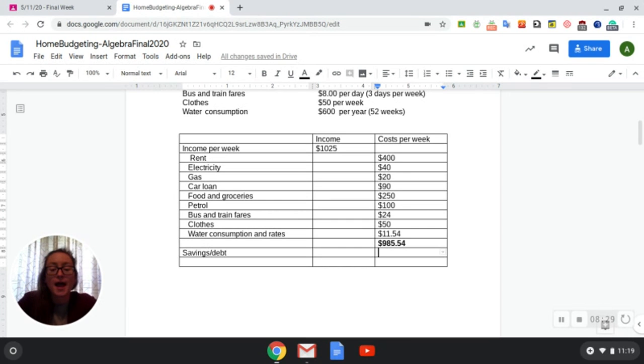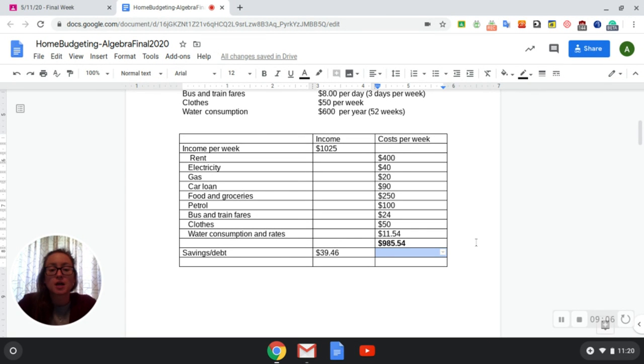So what you do to figure that out is you take that income, $1,025, and subtract what you spent. So 985.54, and you get a positive number out. So that would be that you saved that much. So Mr. and Mrs. Smith saved $39.46. Now, if it would have been a negative number, I would need to put that over in this cell right here. And it would need to have that negative in front of it to show that it is debt, that you still pay that.